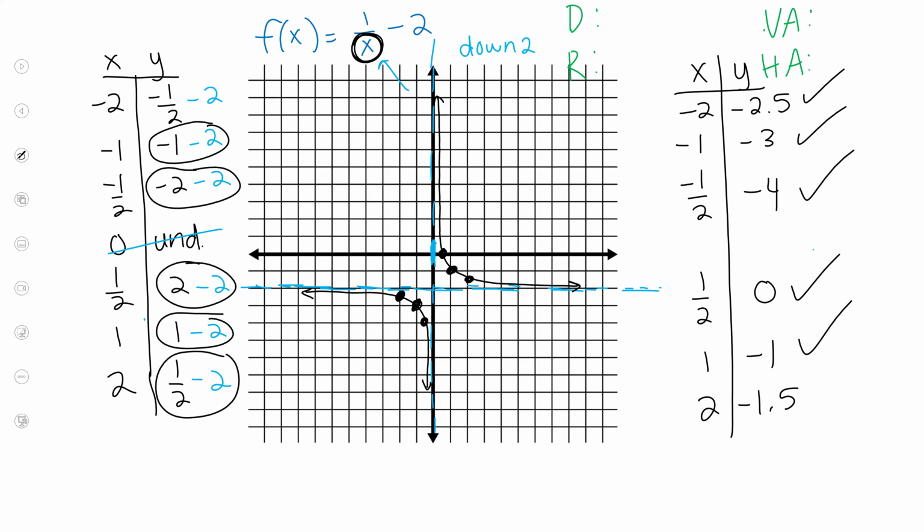Okay, your domain. X cannot be 0 because that's where you have an asymptote at the x value 0. Your range, y cannot be negative 2 because that's where you have your asymptote. So these need to match. Your vertical asymptote is at 0, and your horizontal asymptote is at negative 2. So your domain and range should have not equal to, and then your vertical asymptote and horizontal asymptote should have equals.